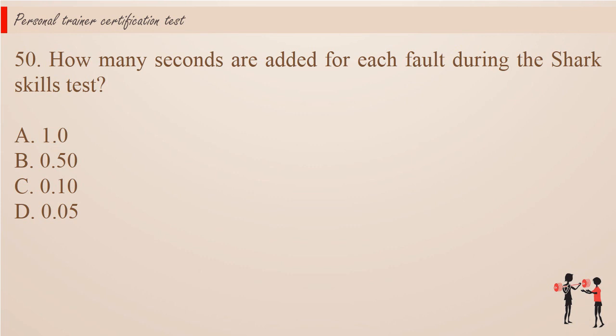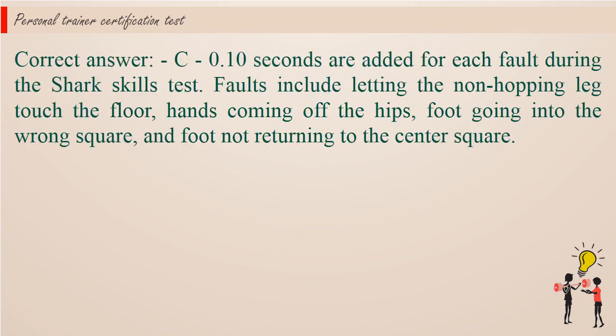Correct answer, C. 0.10 seconds are added for each fault during the Shark skills test. Faults include letting the non-hopping leg touch the floor, hands coming off the hips, foot going into the wrong square, and foot not returning to the center square.